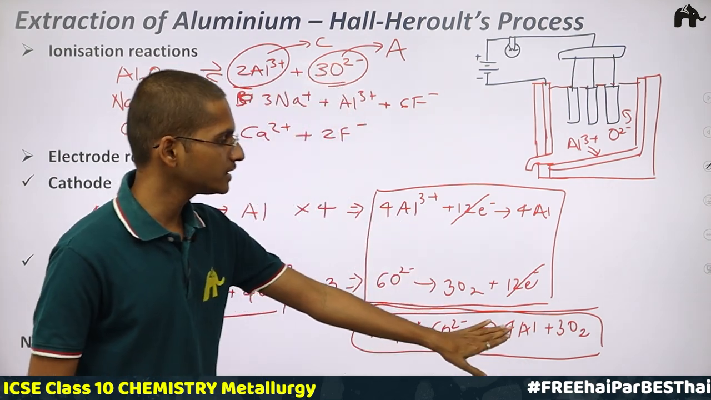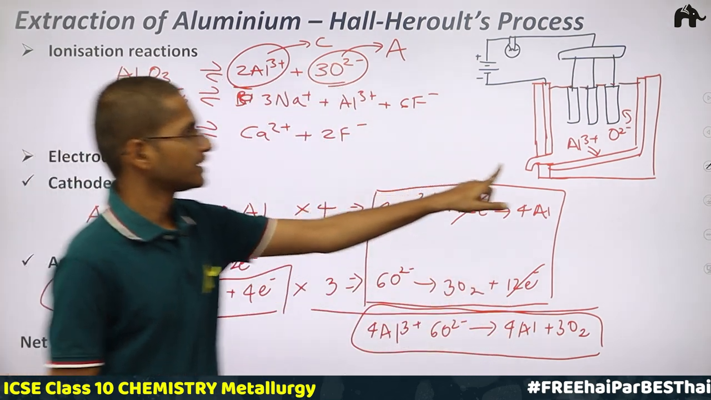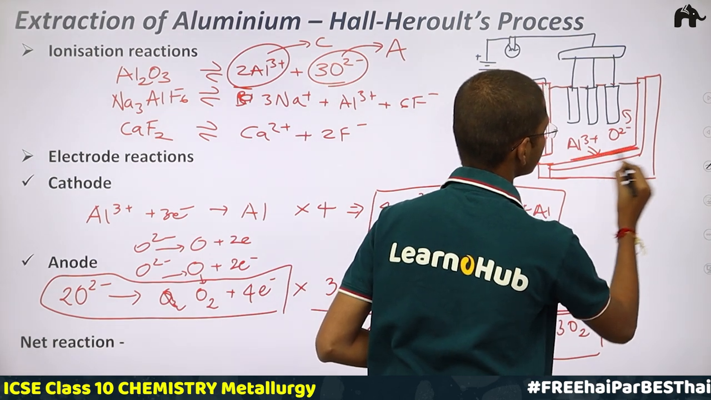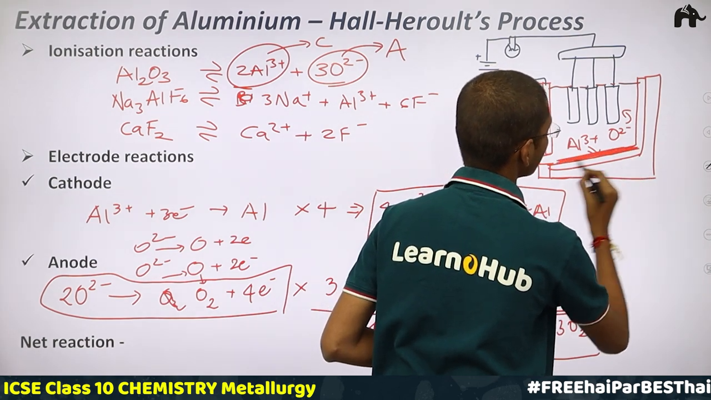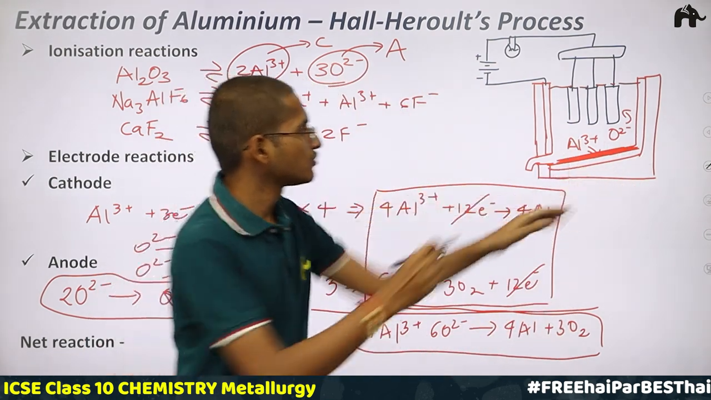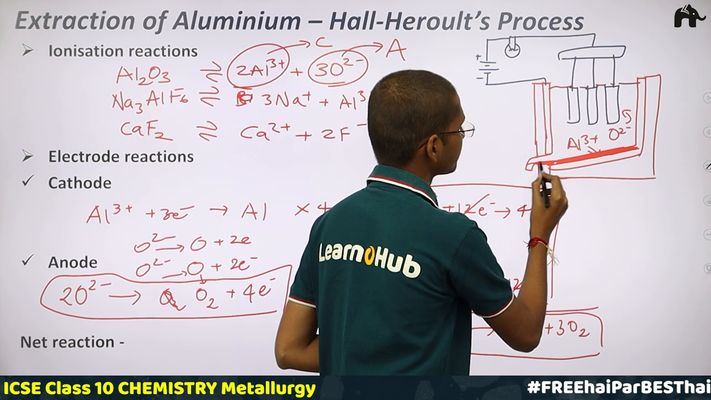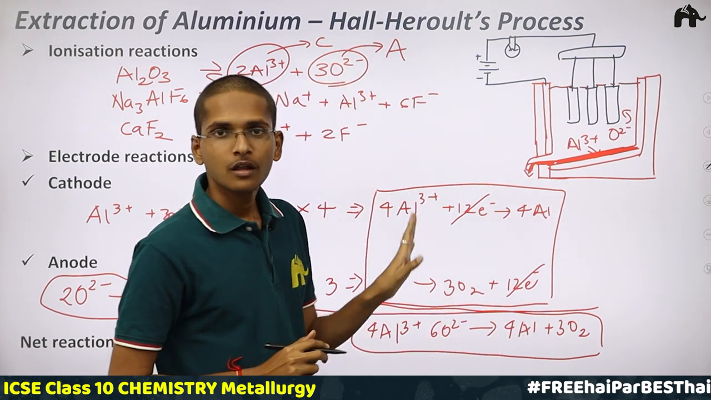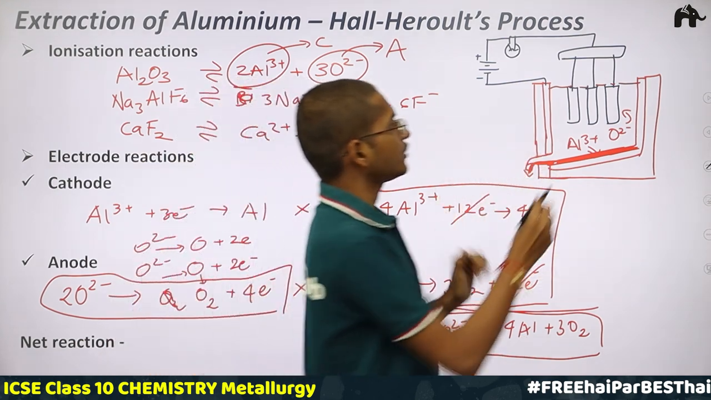We are getting aluminium at the cathode. Here aluminium is getting deposited at the cathode, and I have told you that at 950 degrees Celsius it is in the molten state. So in this way we can collect it from this pipe, and oxygen is liberated at the anode.